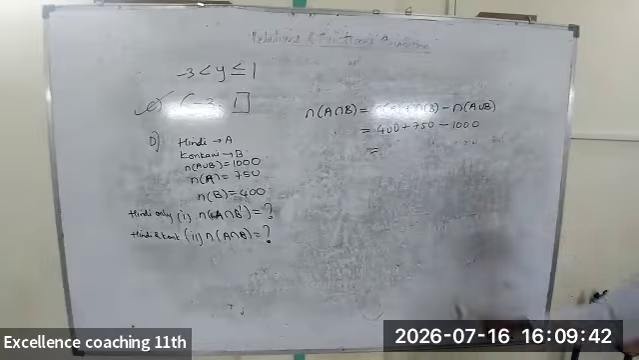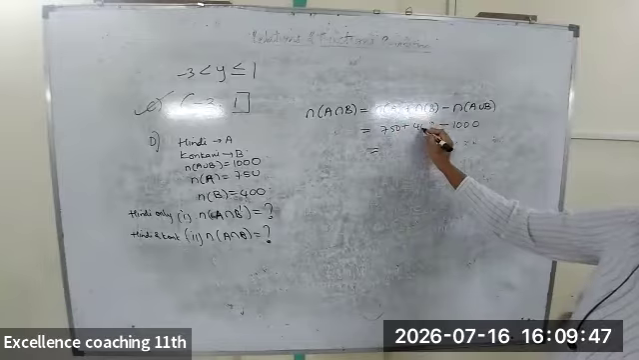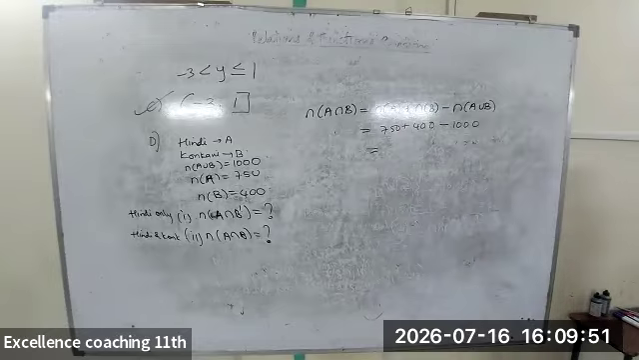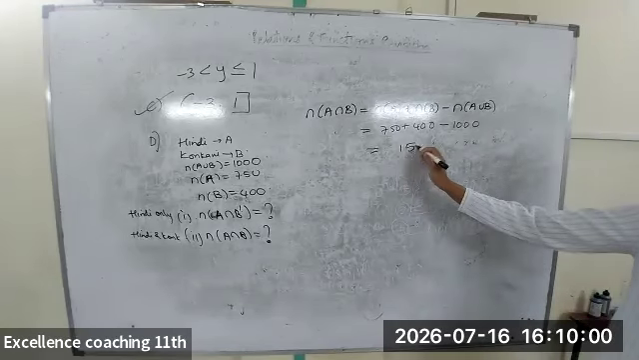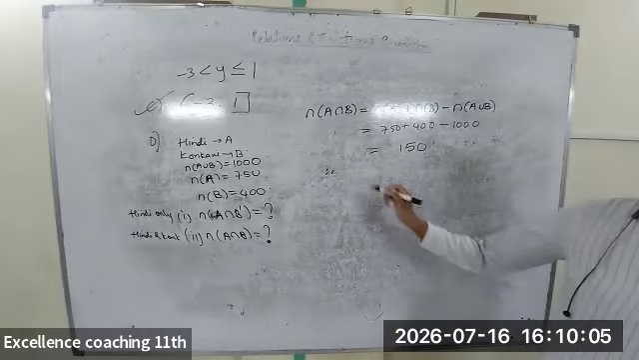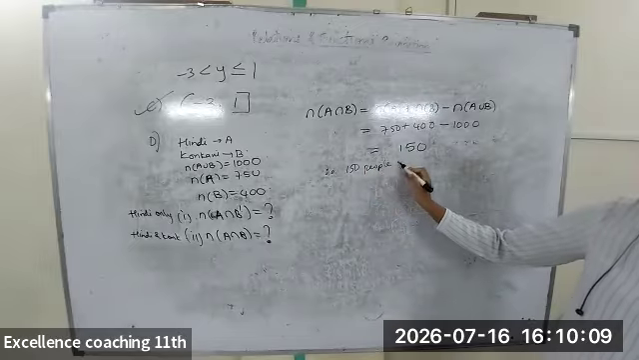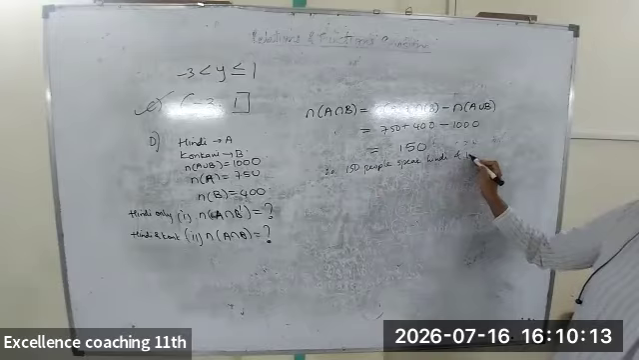Whichever you add first, you'll get the same answer. It is 150. I'm forgetting to write statements, please write a statement. Therefore 150 people speak Hindi and Konkani.